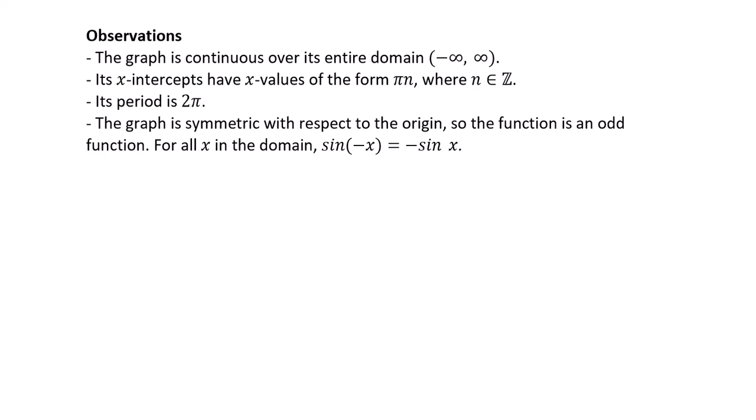Just making some observations here. We see the graph is continuous over its entire domain, and its domain is from negative infinity to infinity. The x-intercepts have x values of the form pi n, where n is an element of the integers. Its period is 2 pi, and the graph is symmetric with respect to the origin, so the function is an odd function. For all x in the domain, sine of negative x equals negative sine of x.